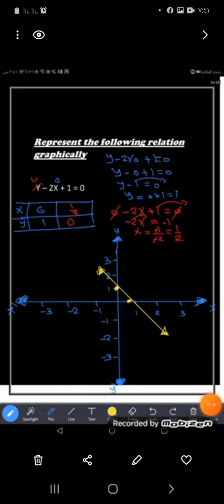Another example, represent the following graphically: y minus 2x plus 1 equals 0. If I put x equals 0, I get y equal 1 by substitution. If x equals half, then y equals 0. Then I can draw the points (x, y) as (0, 1) and (half, 0).